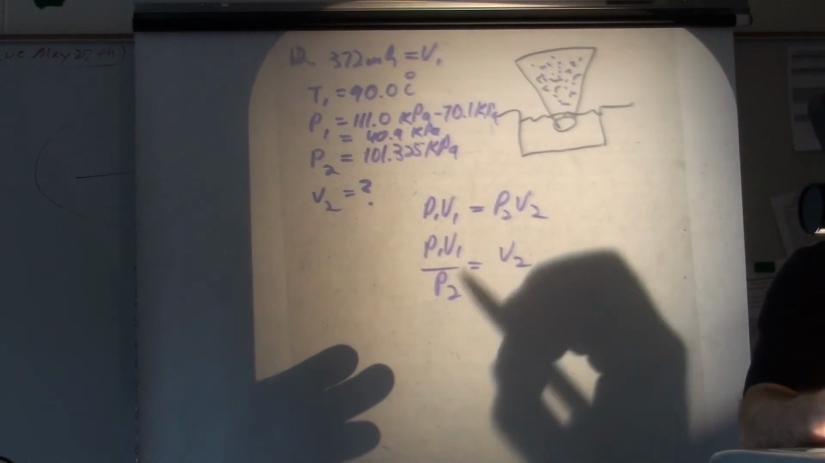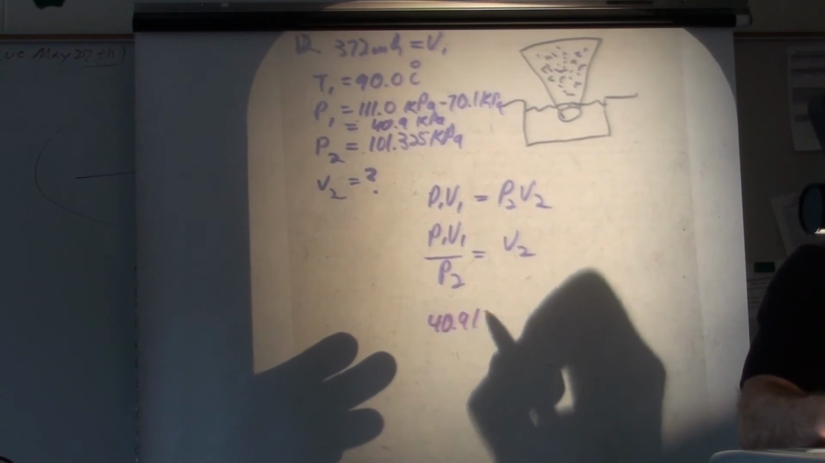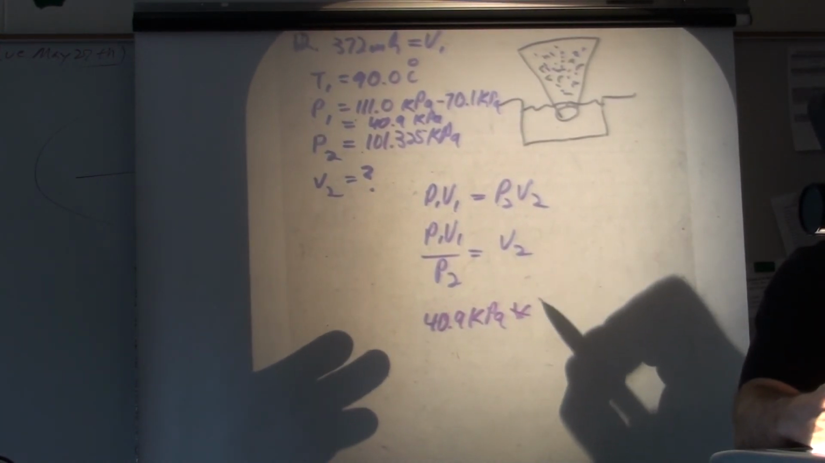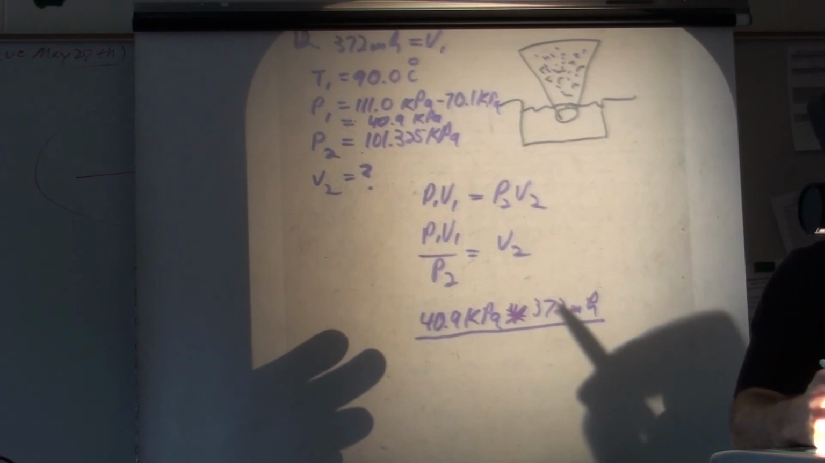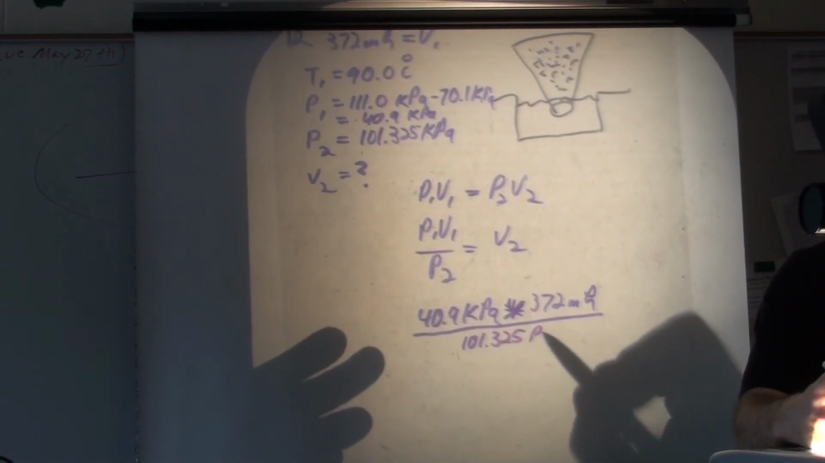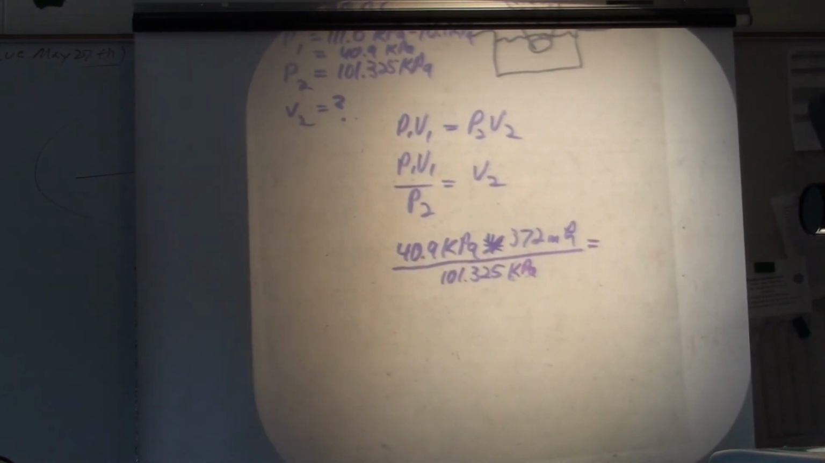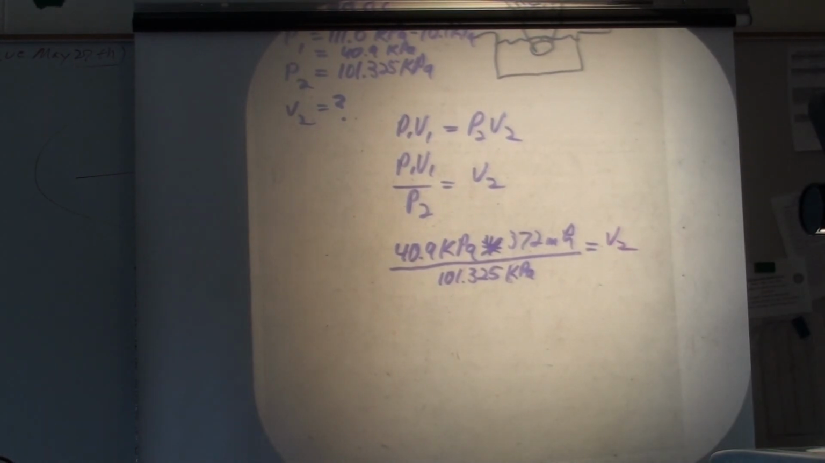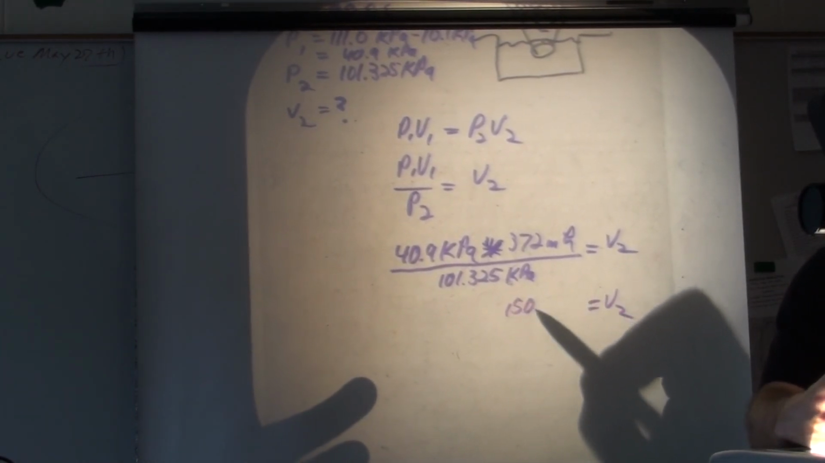Plug in the numbers. So P1 is 40.9 times V1 divided by P2. And the V2 is 150 kPa.